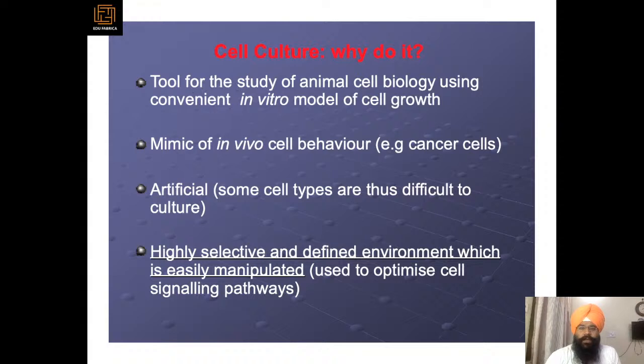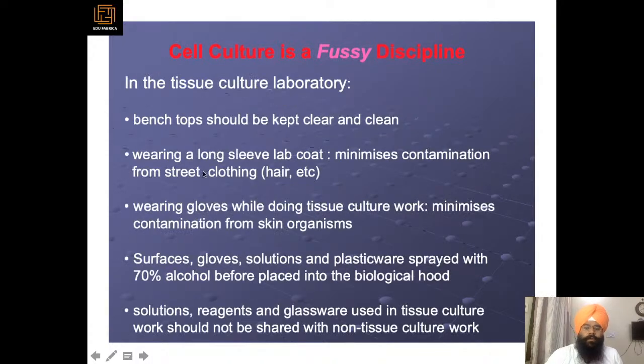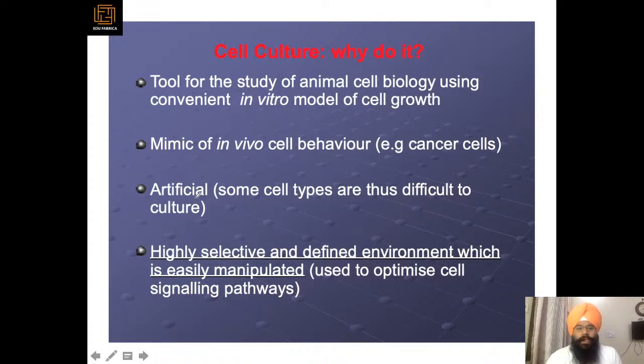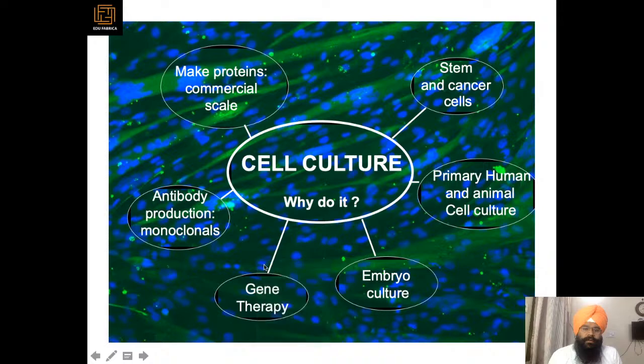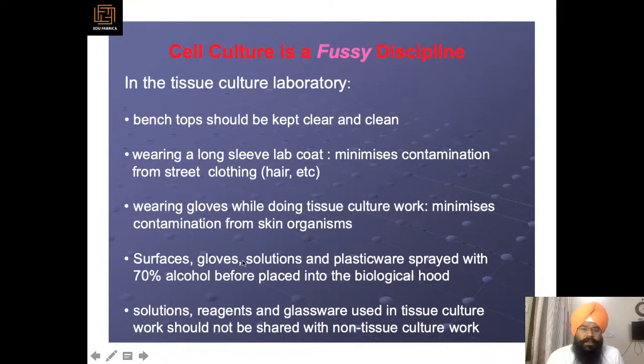So cell culture, why do we do it? These are tools for the study of animal cell biology, using a convenient in vitro model of cell growth, to mimic the in vivo cell behavior. For example, in cancer cells, how they are moving inside your body. Sometimes some cell types are difficult to culture, so they need a highly selective, defined environment which is easily manipulated.